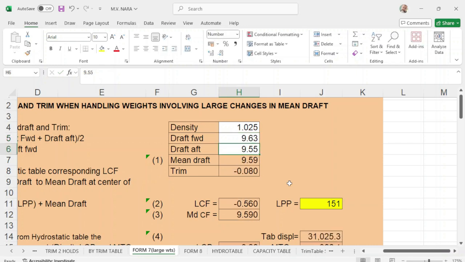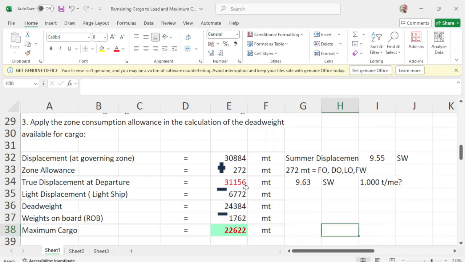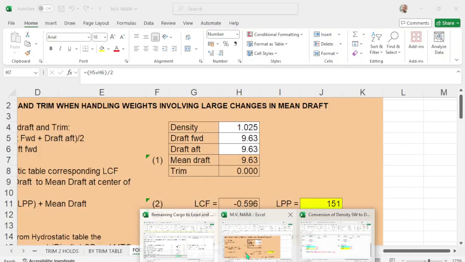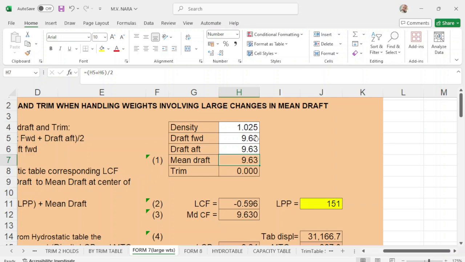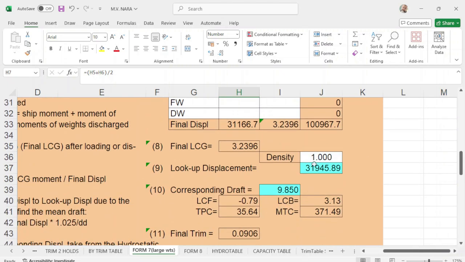the drop is 9.63, which is this one. Okay, so what will be his drop if you are floating in a density of 1.00? This is salt water, with a drop of 9.63. What will be your drop if you are floating in density 1.00? Your drop would be 9.85.